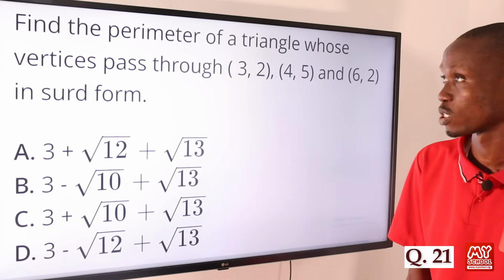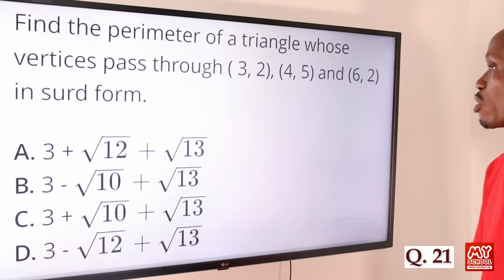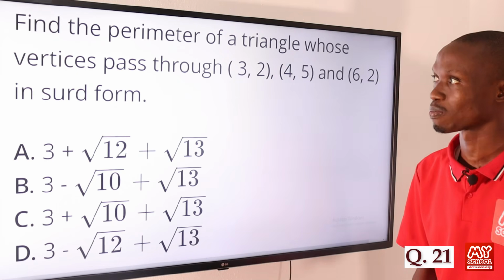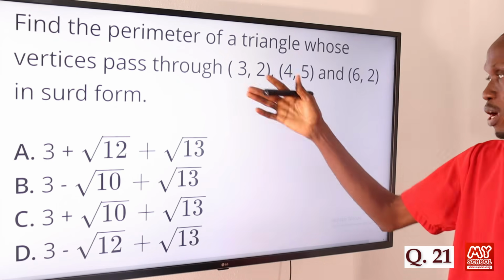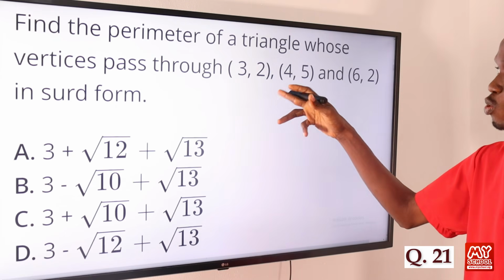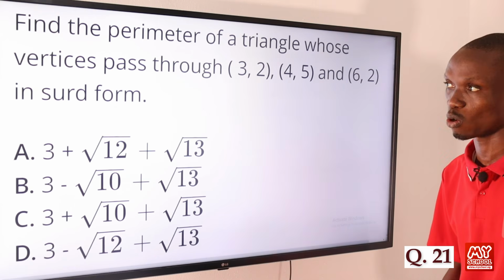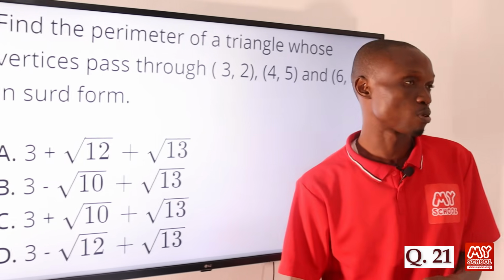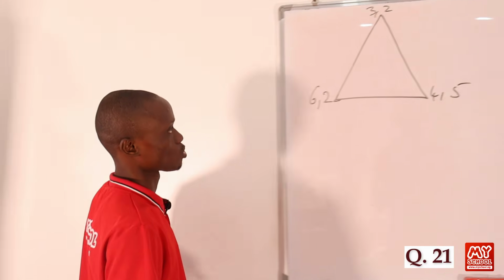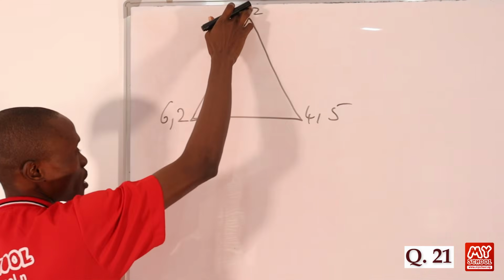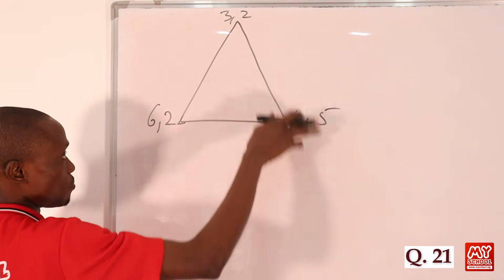Moving on to question 21. Find the perimeter of a triangle whose vertices pass through the points (3, 2), (4, 5), and (6, 2) in surd form. So let's move over to the board to provide answer to this question. So this is the triangle, and these are the points, and these are each of the vertices.